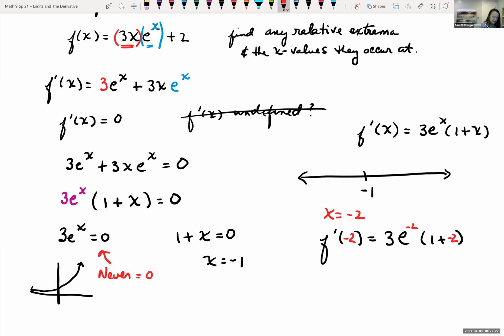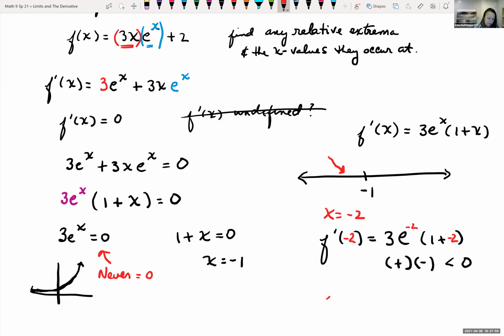Well, notice my graph again. Any value I plug in for x that is negative doesn't make my y value negative. These are always positive. So 3 times e to any power is positive. So this is a positive number, and 1 minus 2 is negative. A positive times a negative, when I multiply that out, is less than 0. And so my function is decreasing on the left of negative 1.